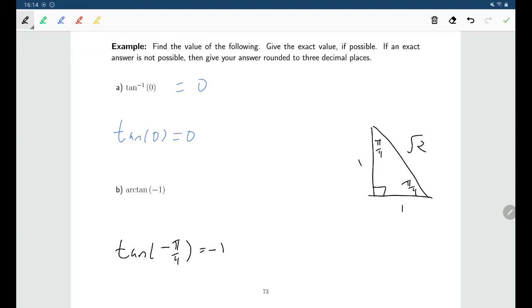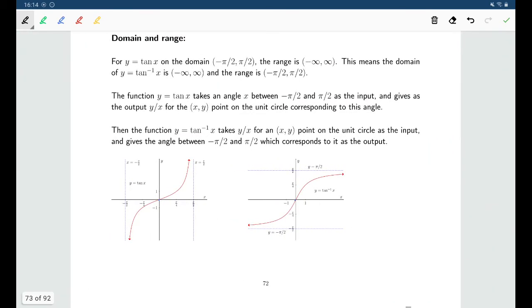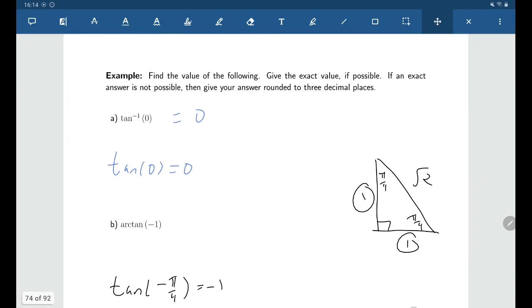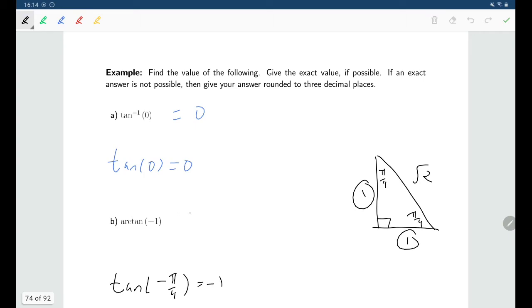So tangent of 45 degrees should be opposite over adjacent, or 1 over 1, which is 1. And so then tangent of negative pi over 4, or negative 45 degrees, should be -1. And again, you could see that on the graph on the previous page. You have that when x is negative pi over 4, the y value is -1. So that means then that for our graph, for our arctan of -1, tangent inverse of -1 should be -pi/4.